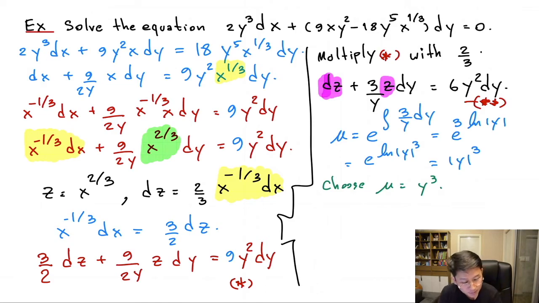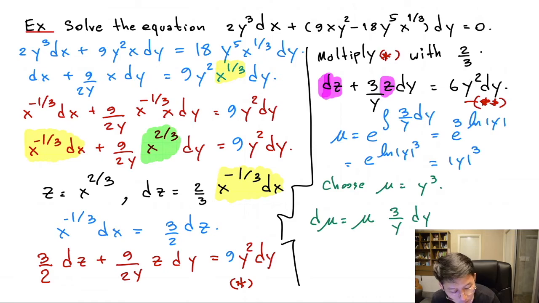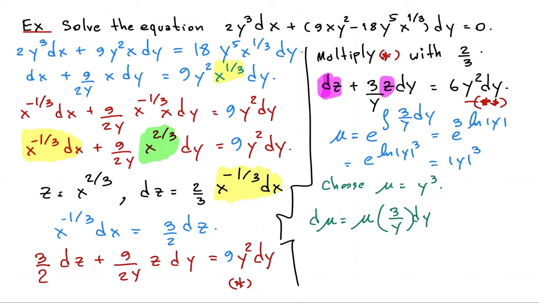Okay, so what is d mu? We begin from here, right? So d mu is actually mu times 3 divided by y dy. We did that many times, so I do it very quickly, okay? So, we multiply mu to the equation double star.